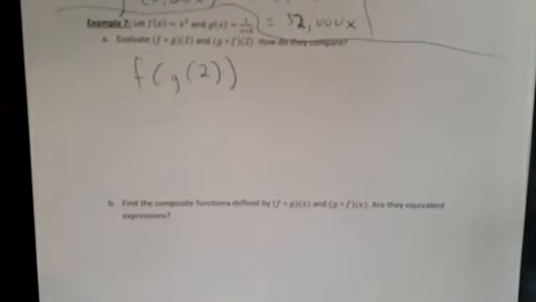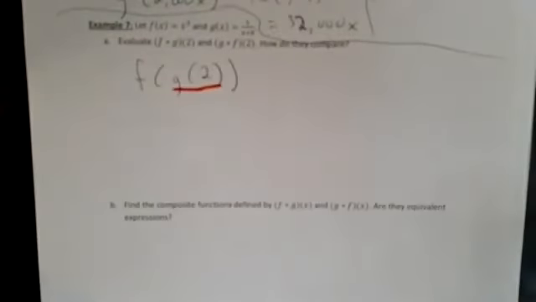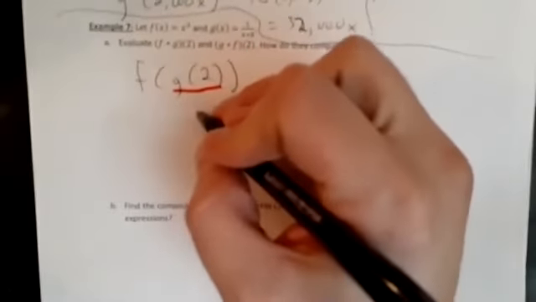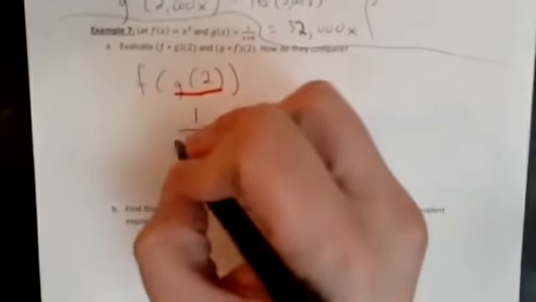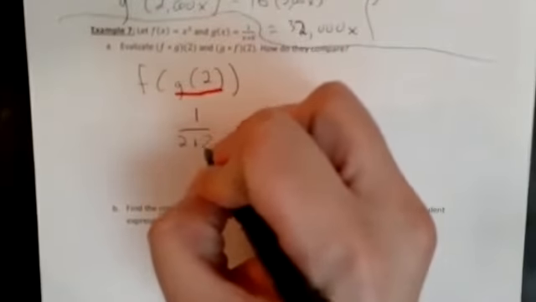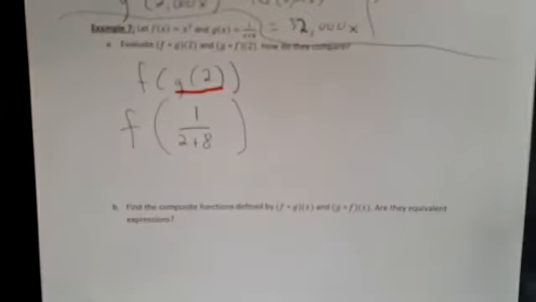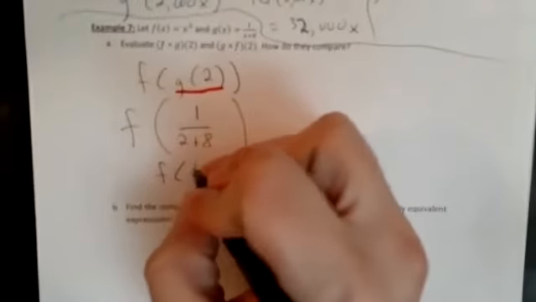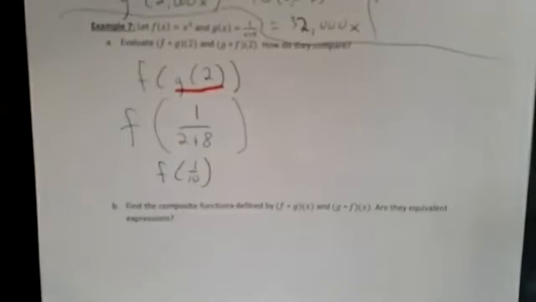Because if I write out my definition, now I'm looking inside out. I'm solving these things sort of inside out. And look right here at my g of 2. Well, that's the number 2 being plugged into my g function. So that is 1 over x plus 8. Instead of doing x plus 8, I'm doing 2 plus 8. And I still have to take an f of it. So what I'm doing is f of 1/10.